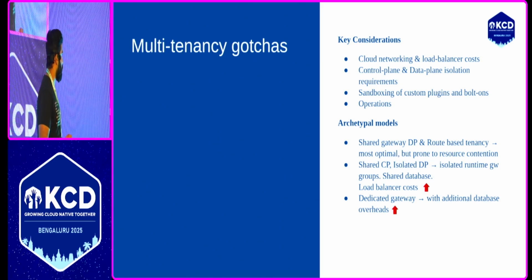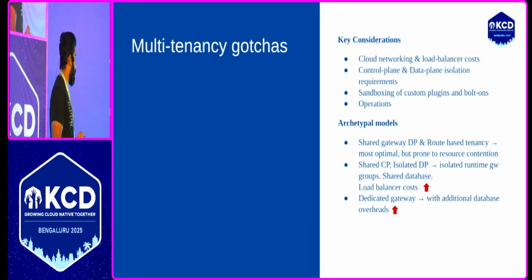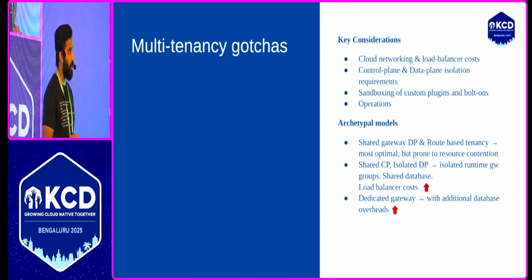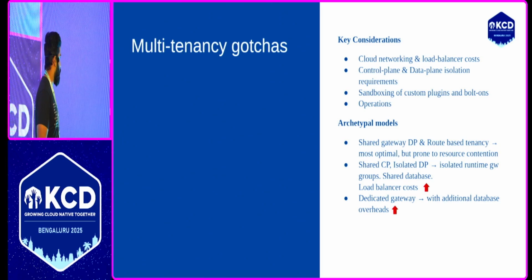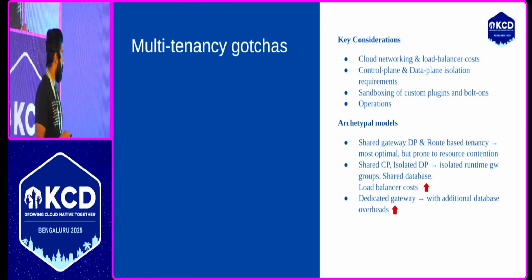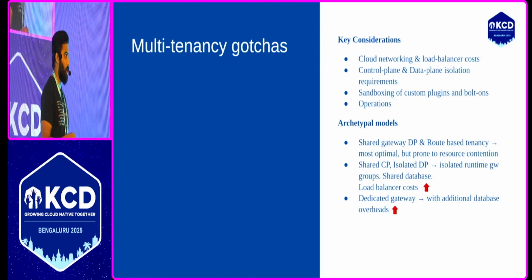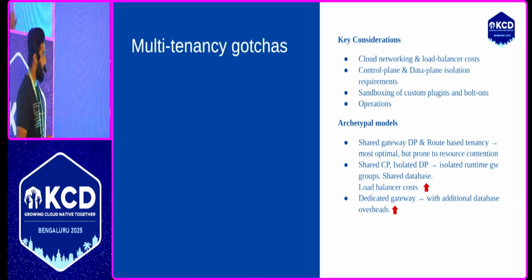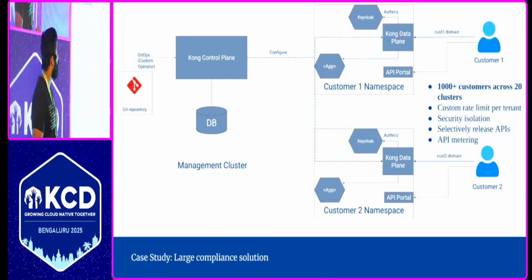The middle ground is the shared control plane and dedicated data planes. This is where each tenant gets its own gateway runtime, but the configuration layer is shared across tenants. And the final option is, of course, every tenant gets their own gateway, but this means every tenant will also have to manage its database overhead while storing the configuration, etc., since every tenant also gets its own control plane.